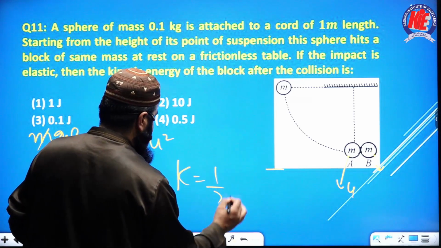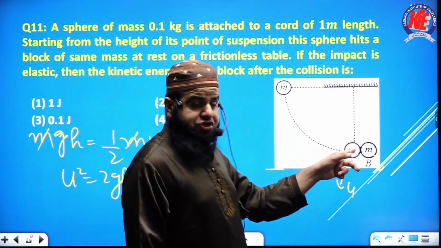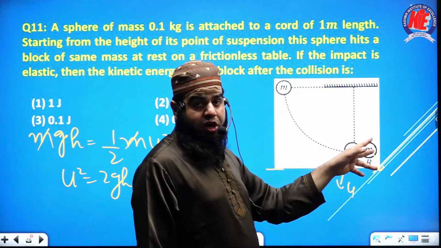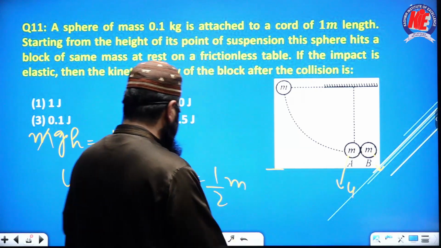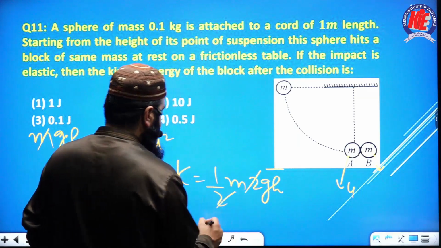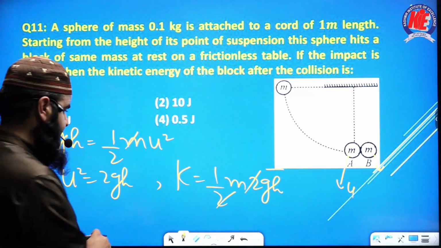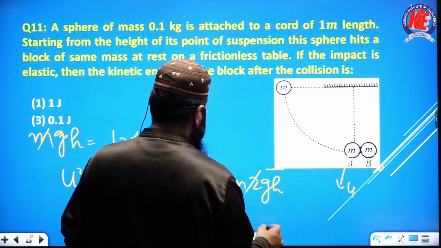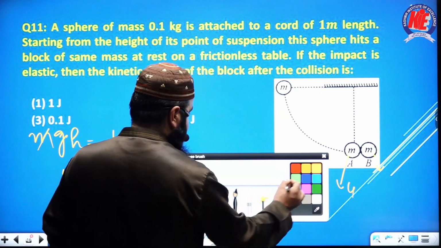It is 1 upon 2 m. The velocity, the whole velocity will be exchanged or transferred to this one, so it will start moving with the velocity u. So u square के बदले बेटा इसका आएगा 2gh. 2 and 2 will go, so that will be the mgh only. So m is mass given, yes, 0.1. I want to write it here.